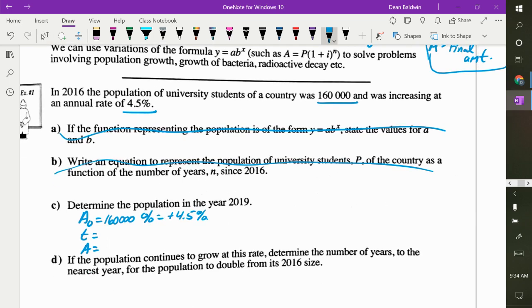What's the time? How long? So 2016 to 2019, right? So 3 years. And A is what we're trying to find. So the formula is A is equal to A naught times 1 plus the percentage, to the power t. Now, when you put the percentage in, you have to convert it to a decimal. So what's 4.5% as a decimal?